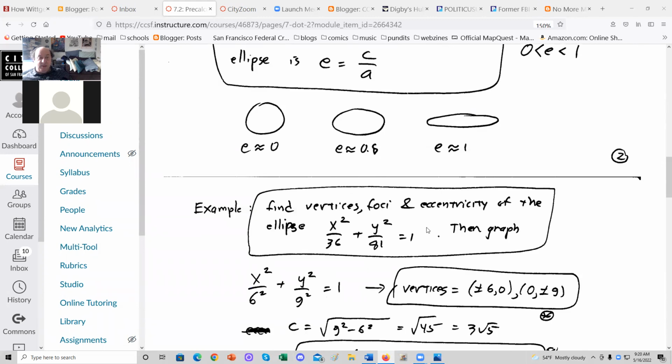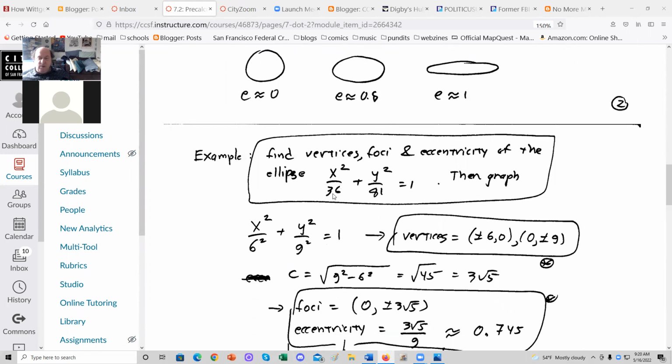So here's an example. Here's an equation: x squared over 36 plus y squared over 81 equals 1. Find the vertices, foci, eccentricity of the ellipse, and graph it. First we write 36 as 6 squared and 81 as 9 squared: x squared over 6 squared plus y squared over 9 squared equals 1.